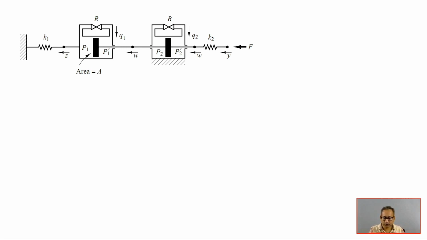Here this is shown separately. Now let us quickly write down the relationship: K2 into (y minus W) is equal to the force coming to this piston as well as this piston. This is the force balance. We are considering that the areas of these two dashpot pistons are the same, that is capital A. So, A into (P1 minus P1 dash) for this piston, plus A into (P2 minus P2 dash) for this piston.